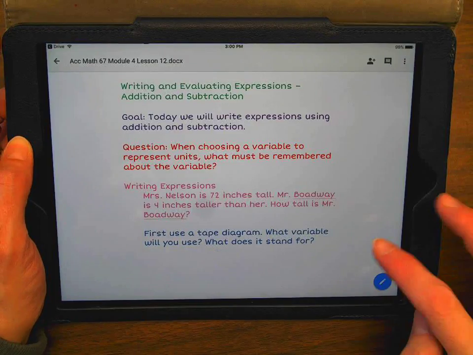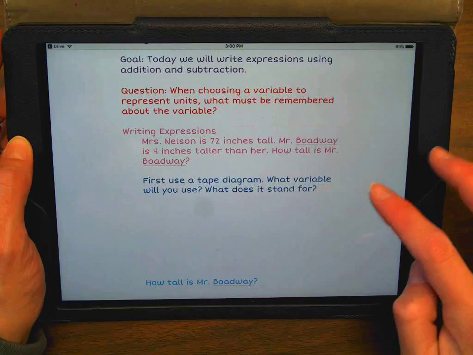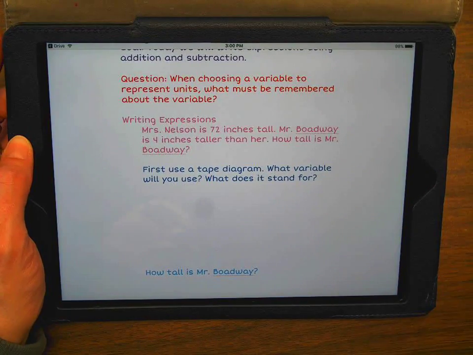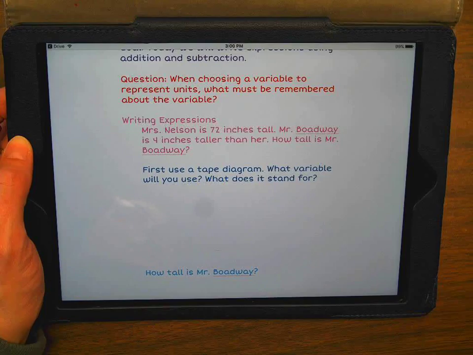Okay, so the first thing that I would like you to do is let's take a look at a possible example of what you might see in some of your practice problems. Writing expressions. So here's an example of something that you might see. Mrs. Nelson is 72 inches tall. Mr. Bodway is 4 inches taller than her. How tall is Mr. Bodway?